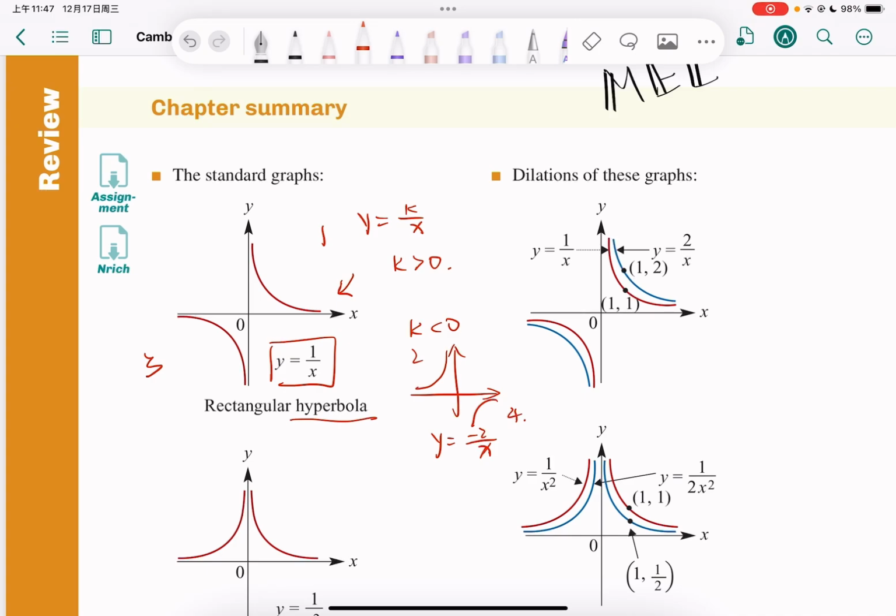Let's look at the dilation of this graph. If the red one is 1 on x, then what about 2 on x? For every x, for example, if x is equal to 1, this function gives y equal to 1. For the new function, if x is equal to 1, we get y equal to 2. So it's a stretch along the x-axis, so the y value increases. So that's a dilation.